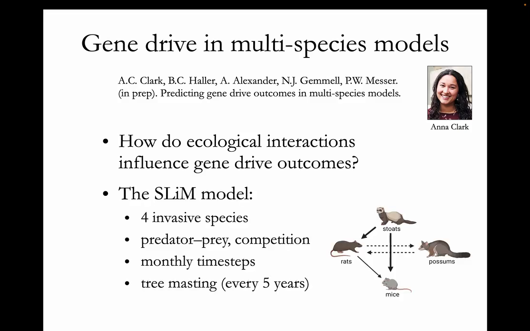The SLiM model is of 4 different invasive mammal species in New Zealand: mice, rats, stoats, and possums. Those 4 species interact ecologically in various ways, including both competitive and predator-prey relationships. I won't go into detail on that, but suffice to say that this is the most ecologically complex SLiM model that I'm aware of anybody having built so far. The community is strongly driven by resource availability in the form of tree masting, which produces a surge of edible seeds every 5 years in the model that causes a big spike in population levels, mirroring the real biology in New Zealand.